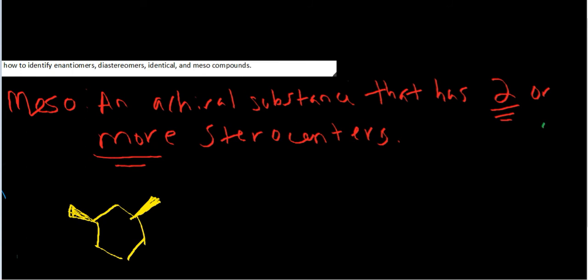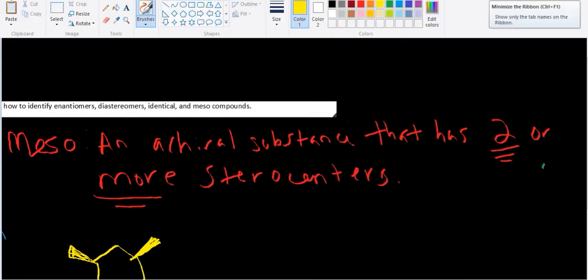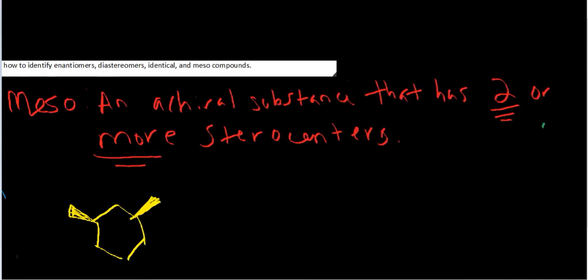The first question of the checklist: does the molecule have at least 2 stereocenters? We see that the molecule surely does have 2 stereocenters. One is right here and one is right there. So for question 1, we can check that off, okay? The second question: does the molecule have an internal mirror plane that bisects the molecule? And yes, it does.